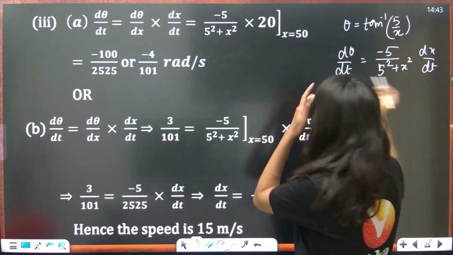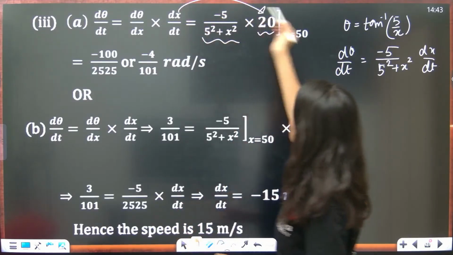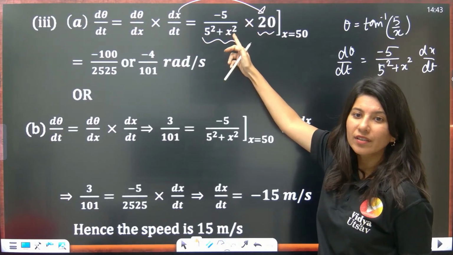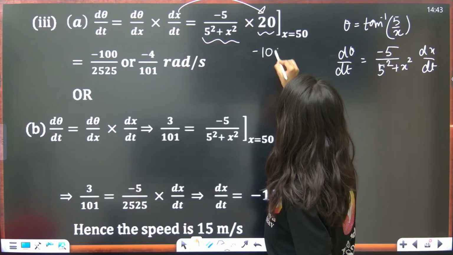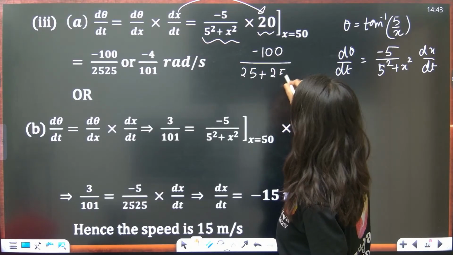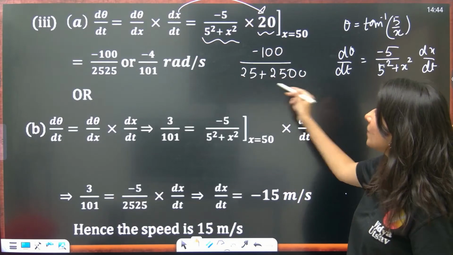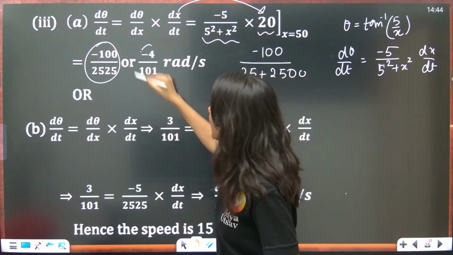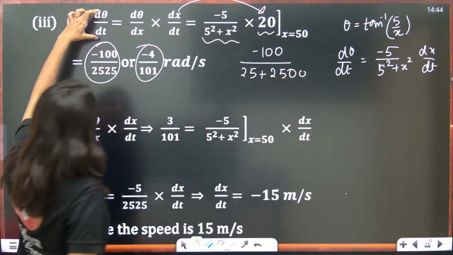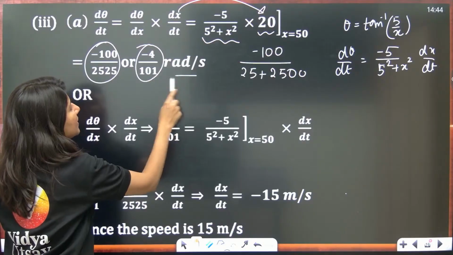Okay, d theta by dt. So we have put the value 20 for dx by dt. Just multiply it, and put x equals 50 also over here. So this is minus 100 upon 25 plus 2500. Sorry, yes, 2525. Minus 100 by 2525 is the answer, minus 4 by 101. Now the unit of this d theta by dt will be what? Radian per second.